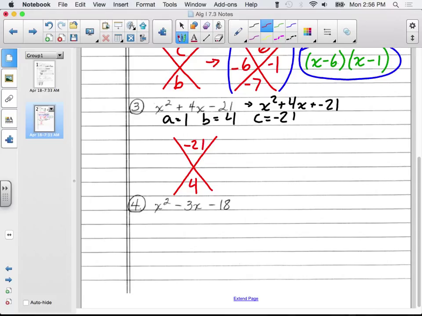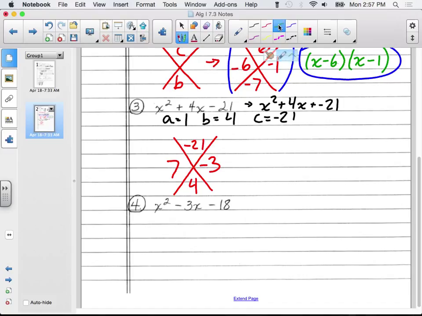Alright, who thinks they have an answer for this one? Like the final answer? Or just the two numbers that we're looking for right now. Nick? It's 7 and negative 3. Okay, 7 and negative 3. 7 times negative 3 is negative 21, right? 7 plus negative 3 is positive 4, right?